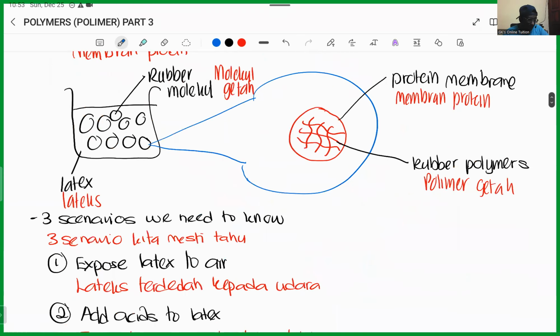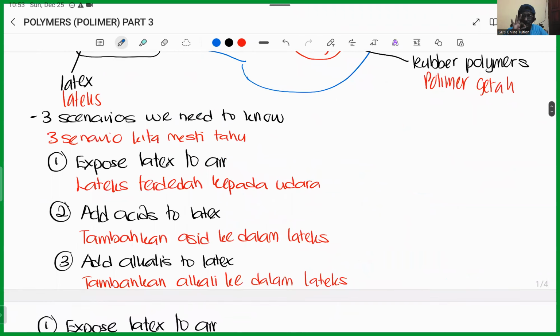So, dalam kimia untuk SPM, pelajar kena tahu 3 senario di mana penggumpalan berlaku ke tidak, atau berlaku dengan cepat, atau berlaku dengan perlahan, atau tak berlaku langsung. That is what you need. 3 scenarios that you need to know. 1, when latex is exposed to air. Bila latex terdedah kepada udara. Itu benda pertama yang pelajar kena tahulah.